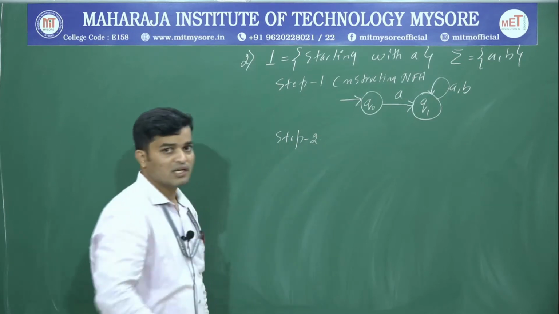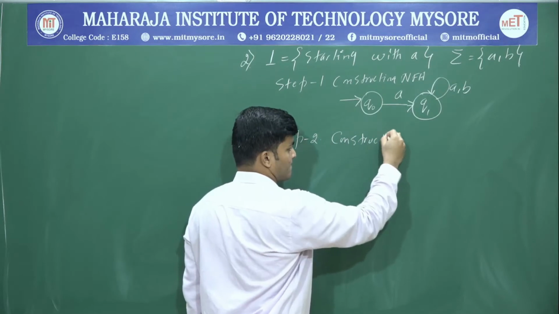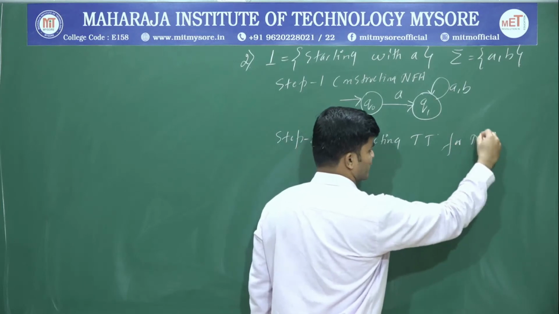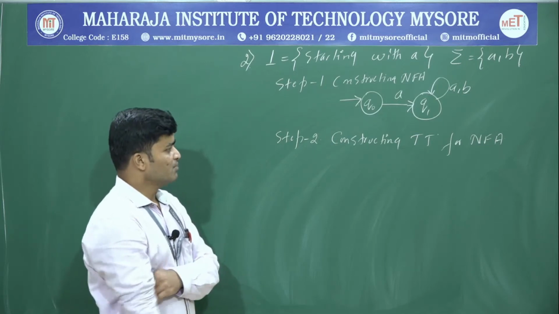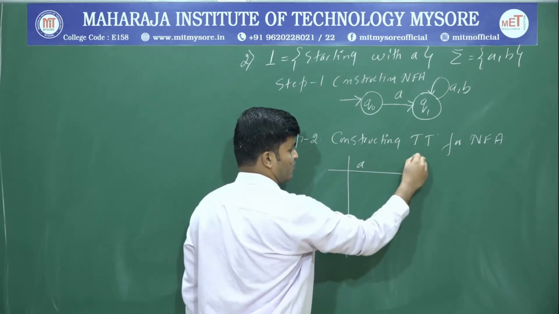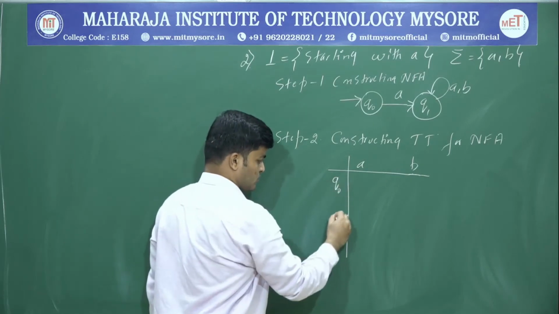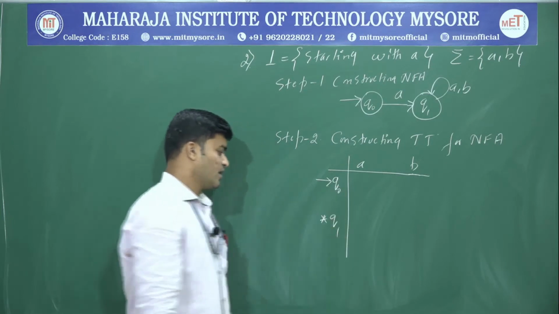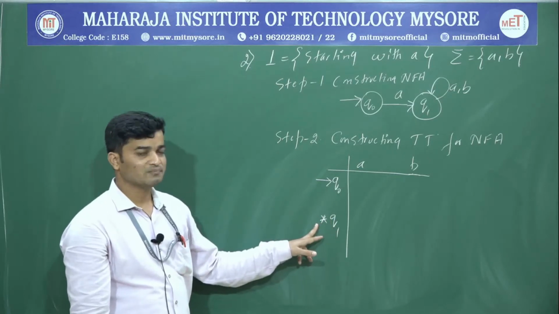Step number 2 is constructing a transition table for the NFA. I'll write TT for NFA. So this is your second step, constructing the transition table for the NFA. Inputs are A and B. How many states? 2 states, Q naught and Q1. Q naught is the start state and Q1 is the accepting state. Start state we denote by an arrow, accepting state we denote by a star.